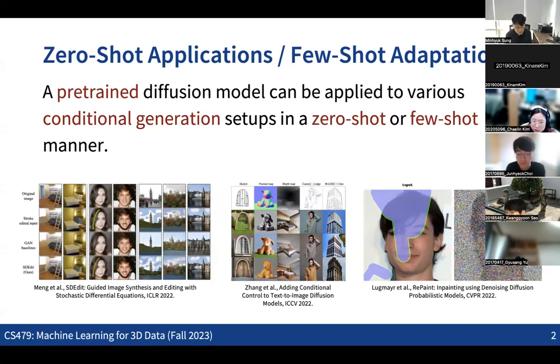So here the question is: even without fine-tuning the unconditional diffusion models, how are we going to apply them to conditional cases? And what if we can also fine-tune the models? What would be an effective way to quickly adapt the unconditional diffusion models for the conditional setup? Those are the things we're going to quickly see.